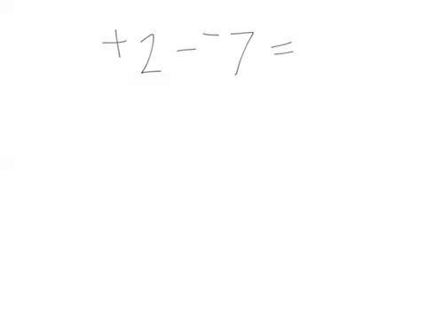Let's turn that into the opposite. Positive 2 stays the same. We haven't turned anything opposite yet. Minus turns to plus. Negative 7 turns to positive 7. It's the opposite. So positive 2 plus positive 7.